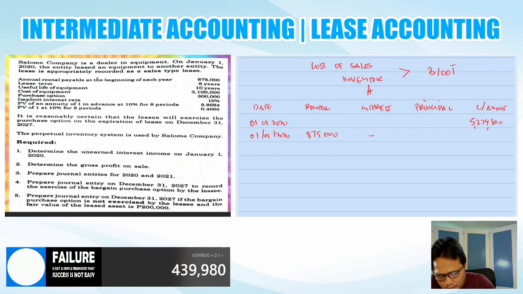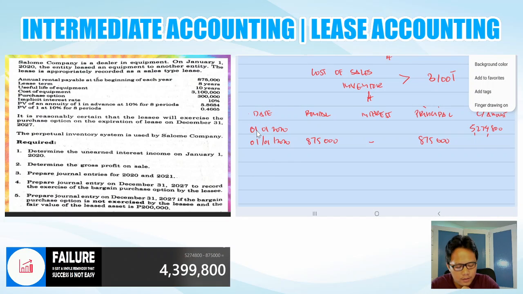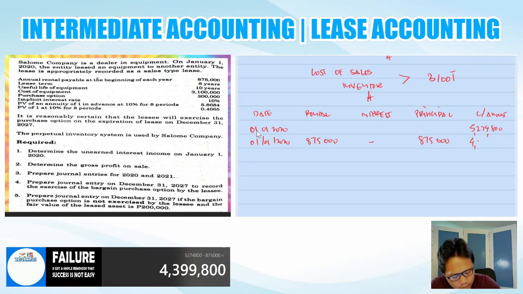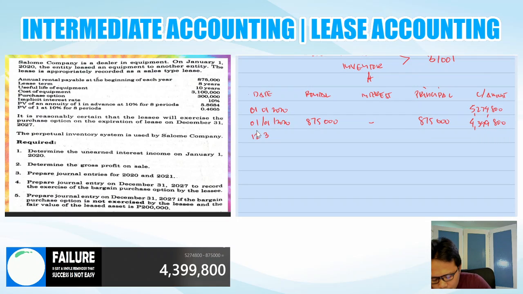pa lang ito. And if you can see, yung payment nangyari at the beginning of the year. So, hindi talaga siya nag-earn ng interest for that 875,000 portion. Okay? Hindi siya nag-earn ng interest income. So, lahat yan applicable sa principal. So, the carrying amount after the advance payment is computed as 5,274,800 minus 875,000. Yun nga, 4,399,800. Okay?